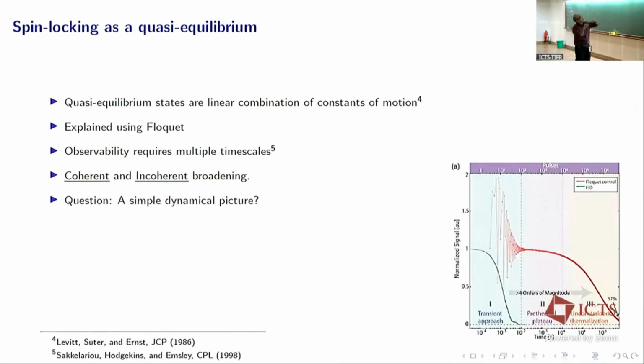They realized that the quasi-equilibrium state must be a linear combination of a couple of constants of motion. So before the bath started acting on it, if you look at the overall Hamiltonian, you have dipolar interaction, you have drive. So if you look at the constants of motion, then a density matrix must be a linear combination of those. So that part was studied, but still a dynamical picture was missing.